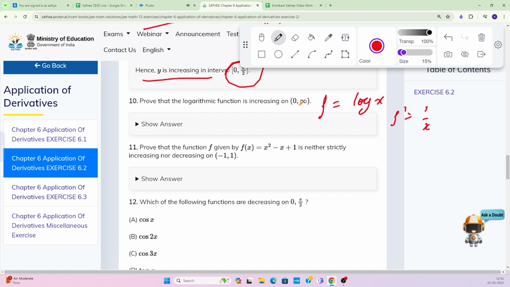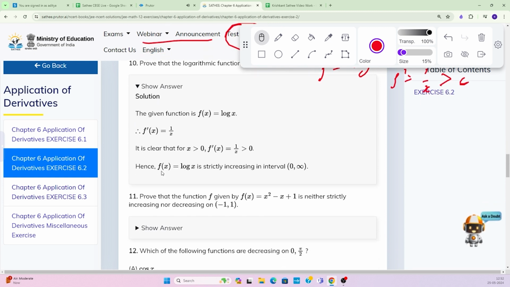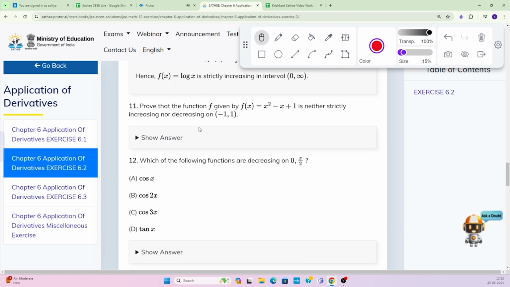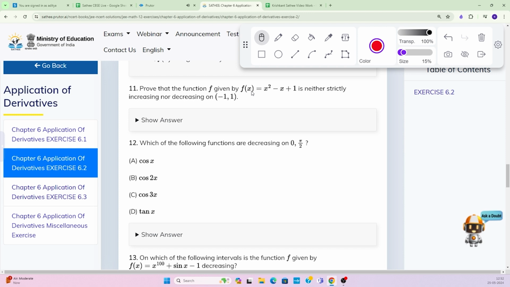And you all know that the domain is positive, as you can see, so just by seeing, this will also be positive. So in this domain f prime x is positive. This means f dash x is always positive in this domain, so f(x) is strictly increasing in the open interval 0 to infinity. Now let us move to the 11th problem. The 11th problem says that f(x) is this function, this expression, this rule. It is neither strictly increasing nor decreasing.